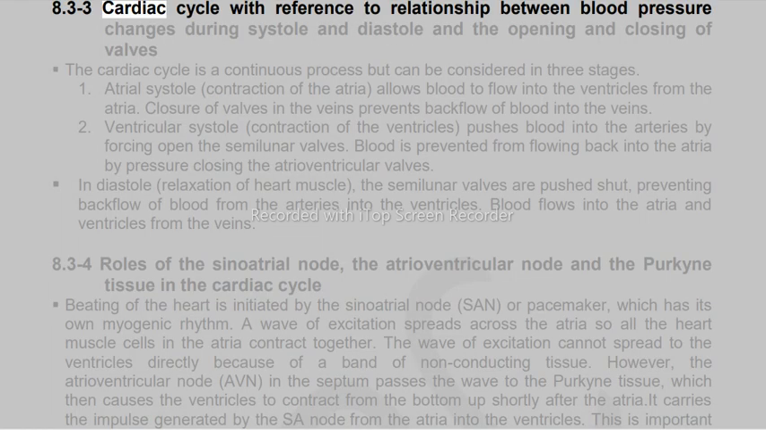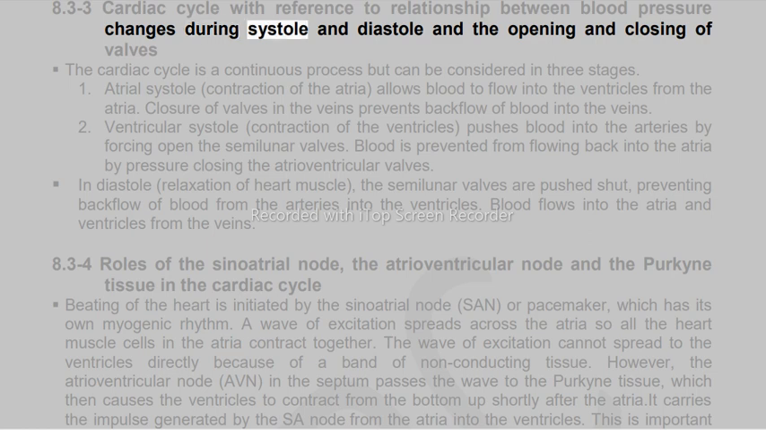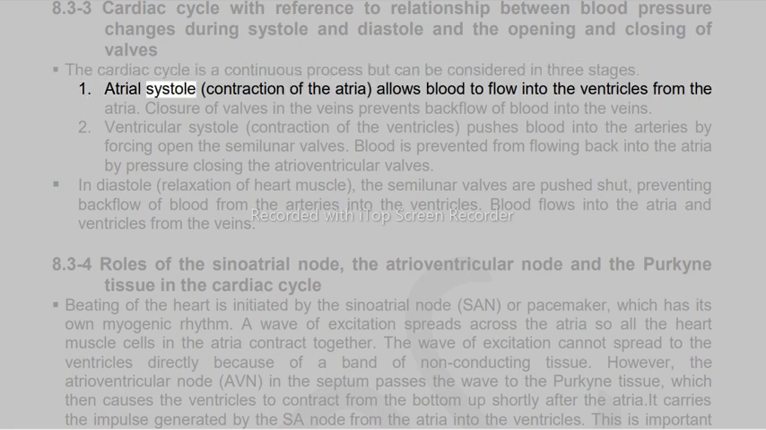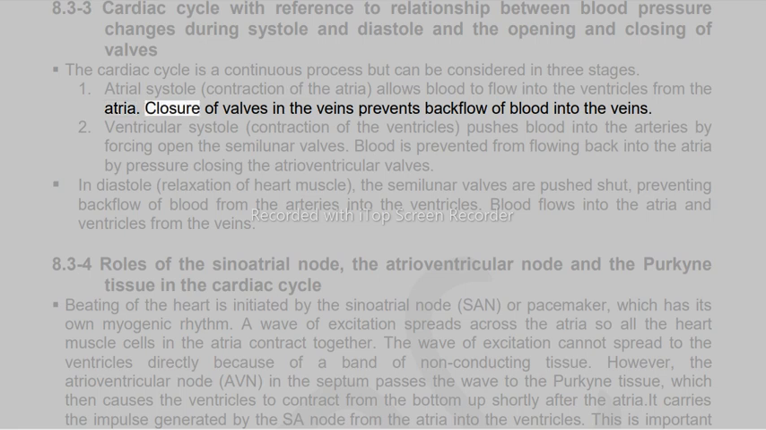8.3 (3) Cardiac cycle with reference to the relationship between blood pressure changes during systole and diastole and the opening and closing of valves. The cardiac cycle is a continuous process but can be considered in three stages. 1. Atrial systole, contraction of the atria, allows blood to flow into the ventricles from the atria. Closure of valves in the veins prevents backflow of blood into the veins.